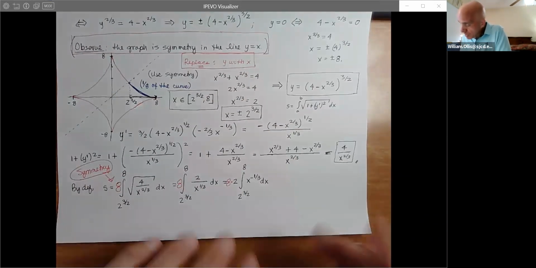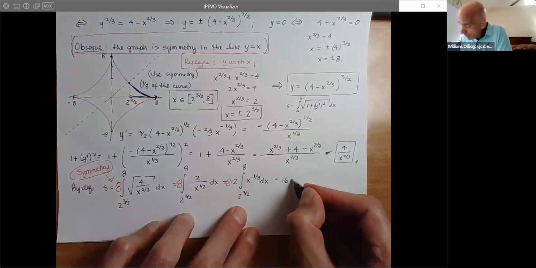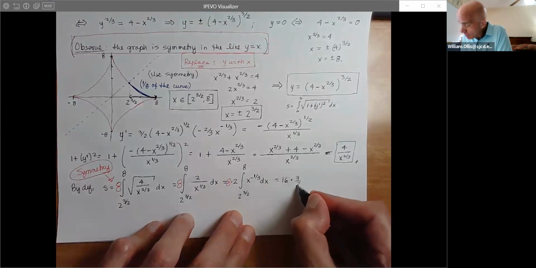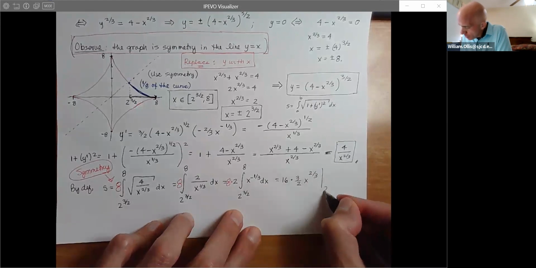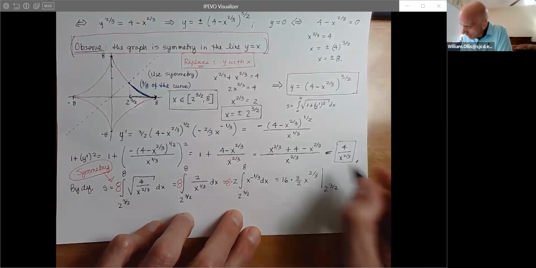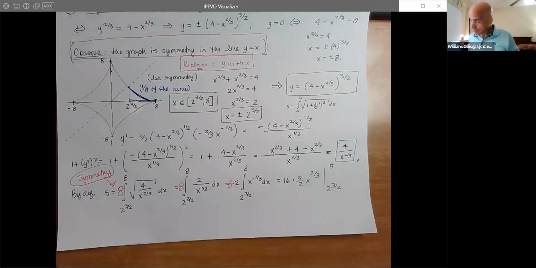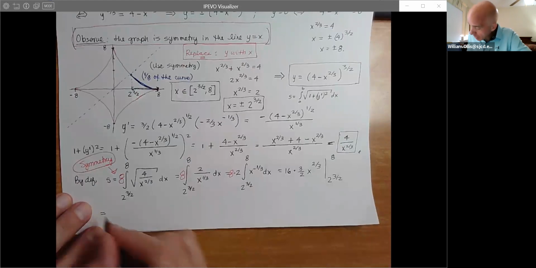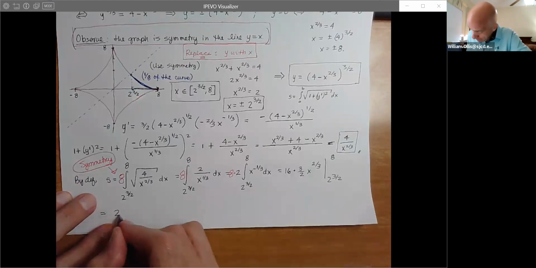So now, what does this give us? This will give us 16. So add 1, divide by the new power. That'll give us what, a 2/3. So 3/2 x to the 2/3, 2 to the 3/2, 8. Amazing. We've reduced this to just simple arithmetic. So now we've got a 2, so that's what, a 24.